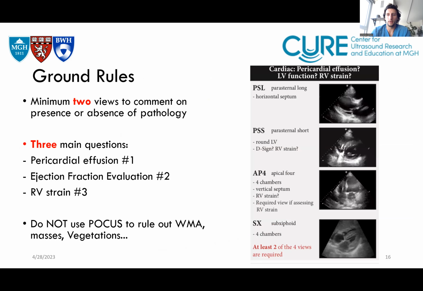So when you're doing an echo, say you want to get a really quick view, you can get two views. That's okay. That'll give you your basic idea: is there some sort of big pathology? You really want to try to get all four views to be complete and get a good idea of what's going on. The questions we're looking to answer are: is there a pericardial effusion? What does the EF look like? And is there RV strain? Is the right ventricle blown out and gigantic compared to the left ventricle? We're not using focus to look at wall motion abnormalities.